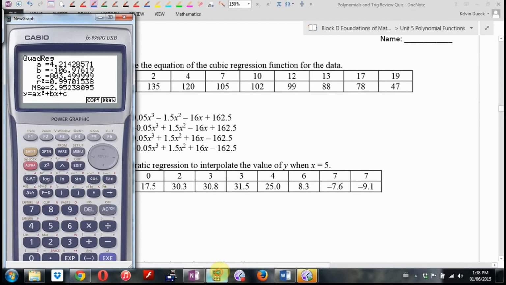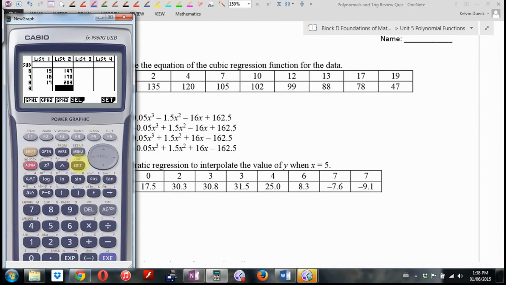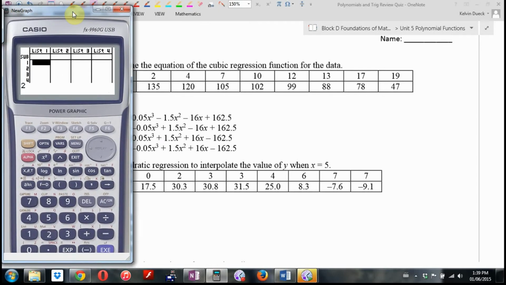Cubic regression. Same dealio. Exit. Delete all. Alrighty. Cubic regression. 2, 4, 7, 10, 12, 13, 17, 19. 135, 120, 105, 102, 99, 88, 78, 47.